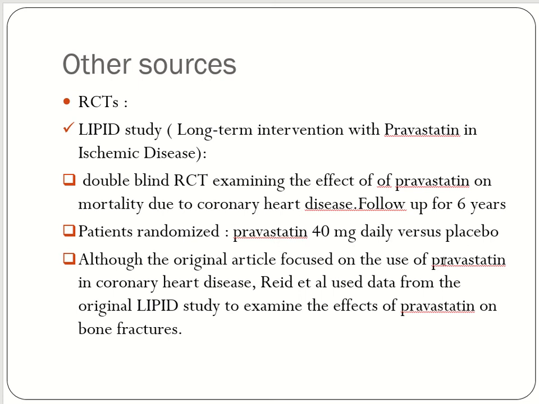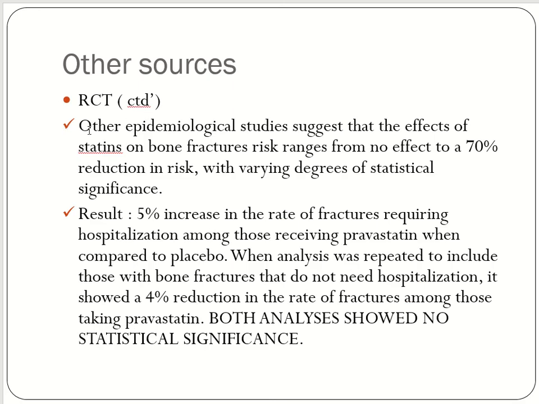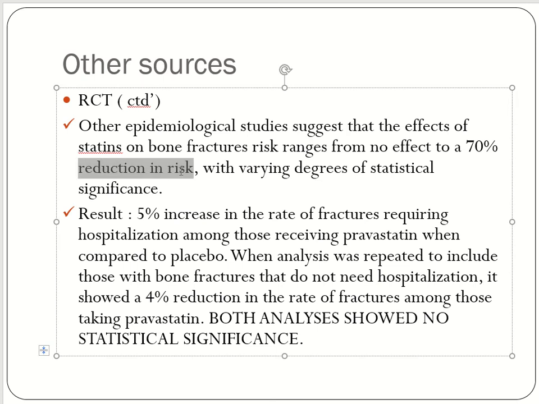However, although the original article focused on the use of this statin in coronary heart disease, different authors came and used the LIPID study data to look at the statin and bone fracture. They're using data already collected for the LIPID study, but this time for a different reason, and therefore it becomes a secondary database. Other epidemiological studies had suggested so far that there is an effect of statin on bone fractures, with risk changing from no effect to 70% risk reduction. So the studies were saying that the use of statin has a protective effect on bone fracture.